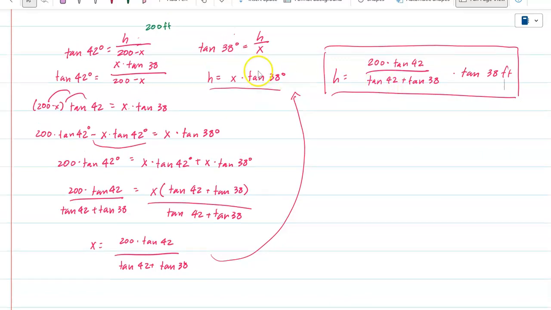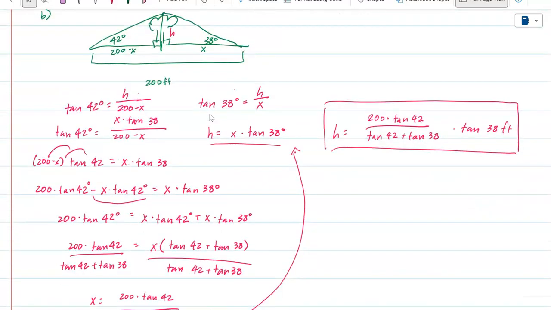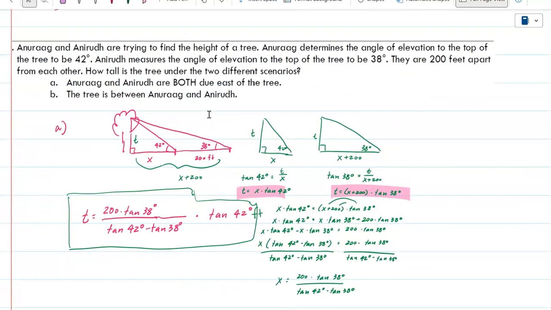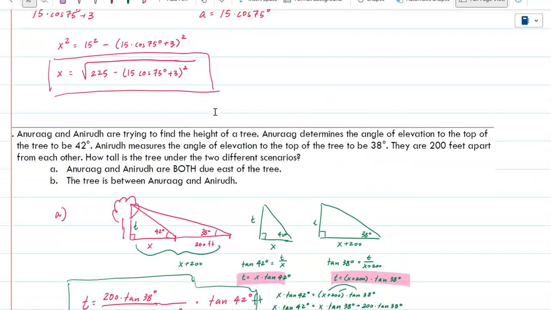A problem like this, at this scale, is not going to be on the test. But it's pretty rigorous and it's kind of fun.